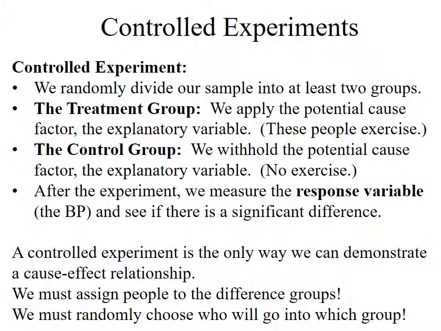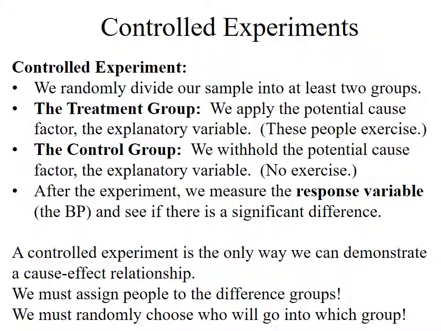At least, so we need at least two of them. One of the groups needs to be the treatment group. That's where we apply the potential cause factor, the explanatory variable. That's where I say, okay, you people, I want you to exercise at least 60 minutes a week for the next couple of months.